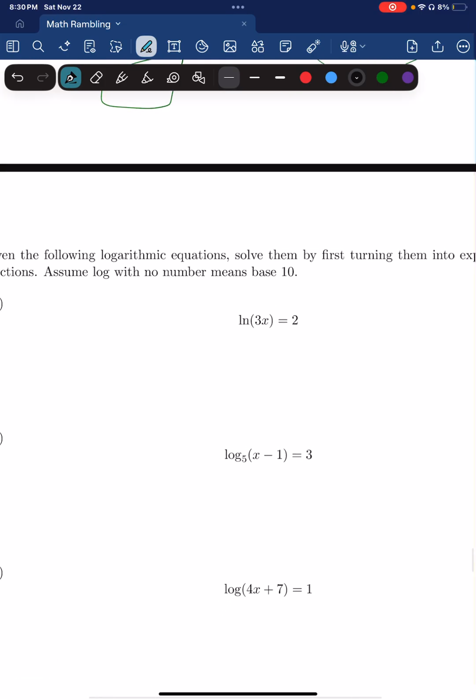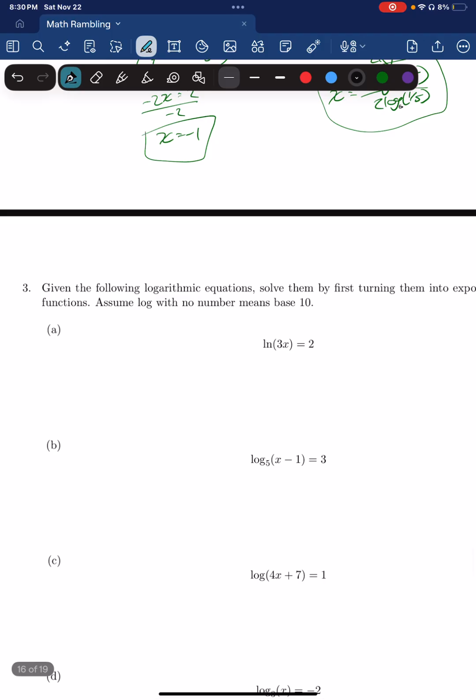Okay. ln of 3x equals 2. ln, remember, is the natural log, which is base e. So in order to undo the ln, I need to raise both sides to the e, or put both sides as the power of e. Those cancel. You get 3x equals e squared. All right, and let's divide by 3 on both sides, and we get x equals e squared over 3. Awesome. That's a good answer.